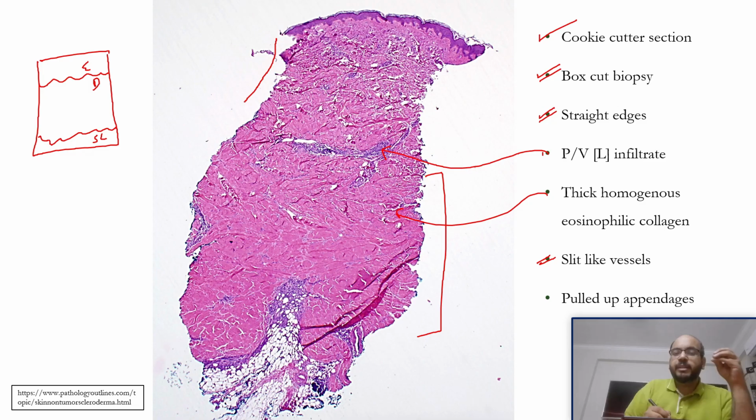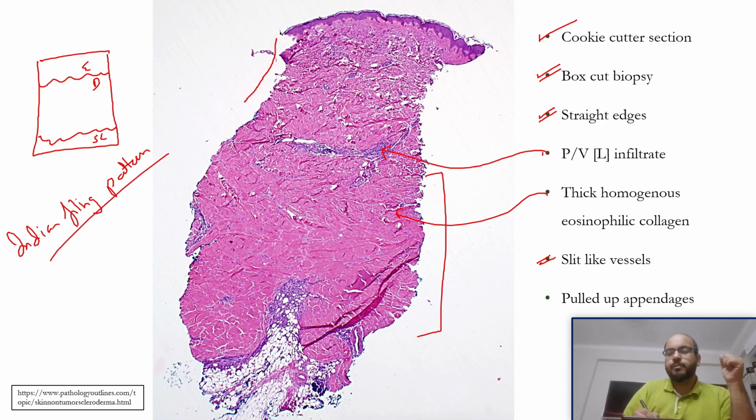In between the collagen bundles, you can have a little bit of infiltrate. That is also known as the Indian filing pattern, but this term is not exclusive to morphea. So you don't see Indian filing pattern used in terms of morphea, but it has also been described. There are pulled up appendages where the deeper parts of, let's say, the hair bulbs or the sweat glands lie a bit up because of sclerosis of the surrounding dermis. Clear?